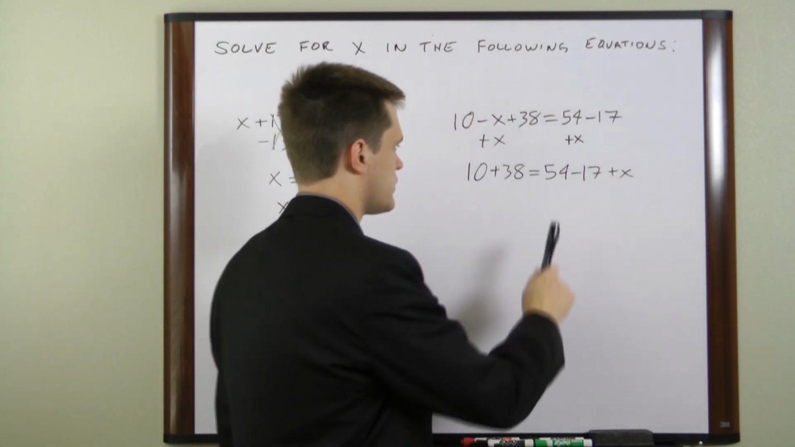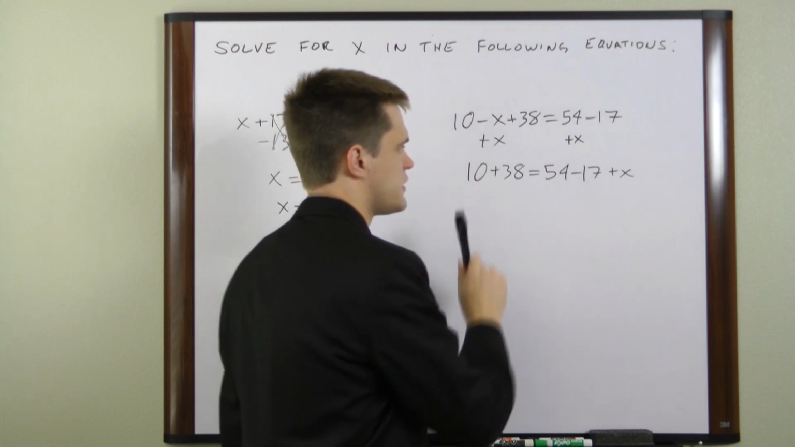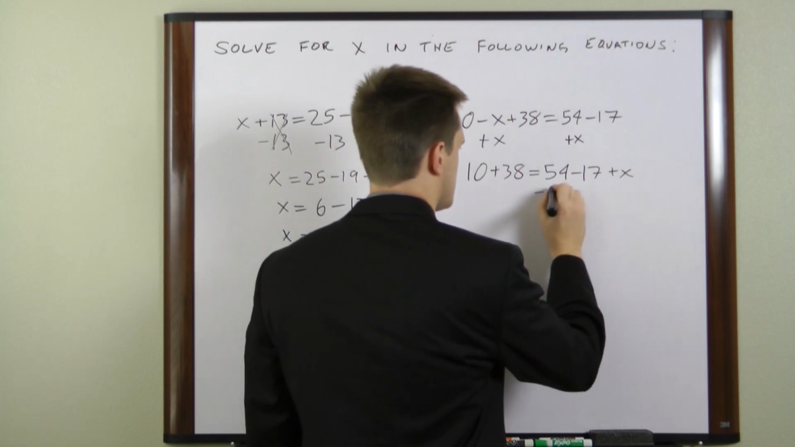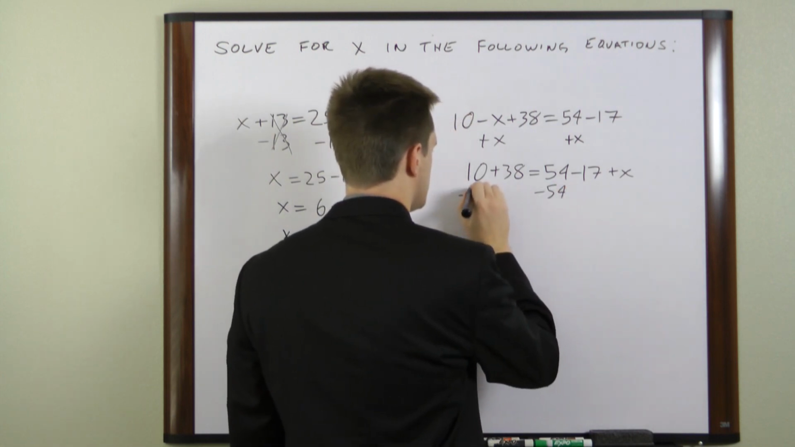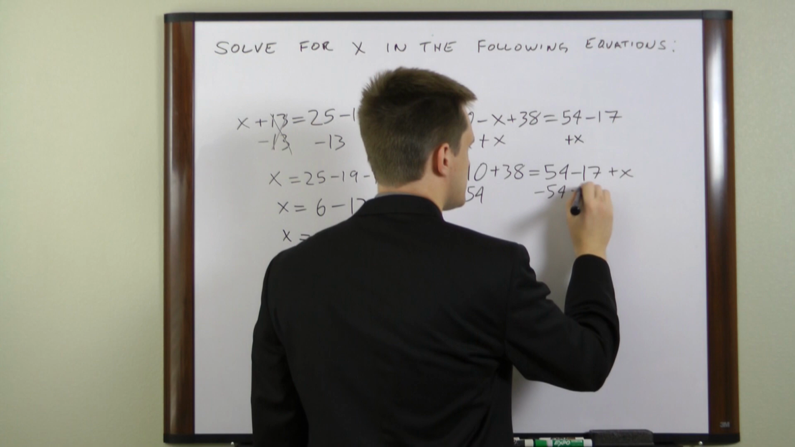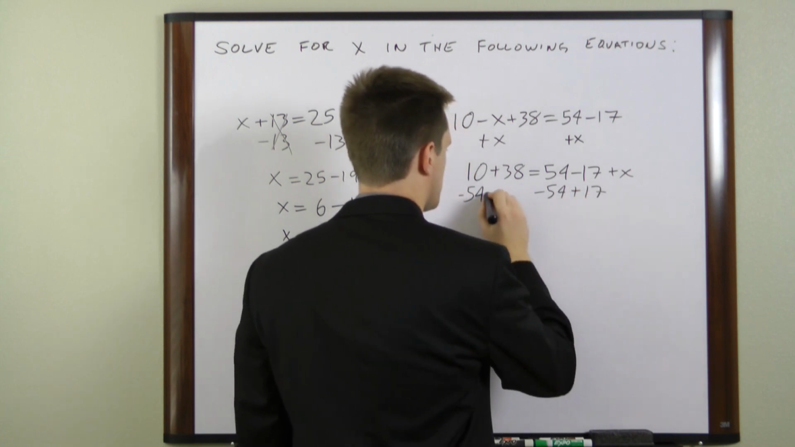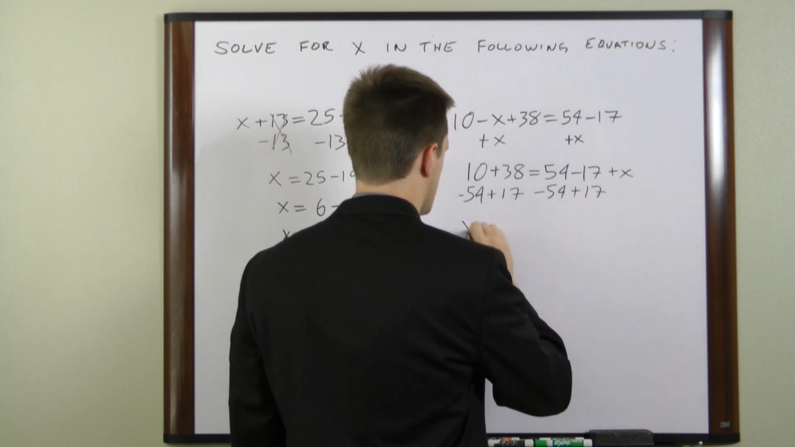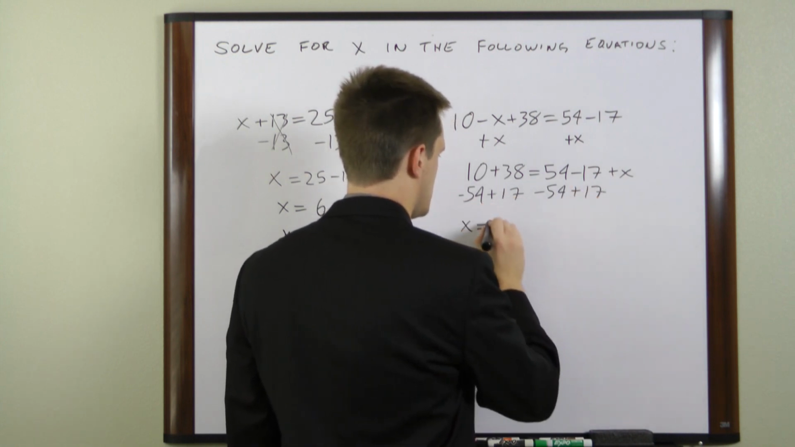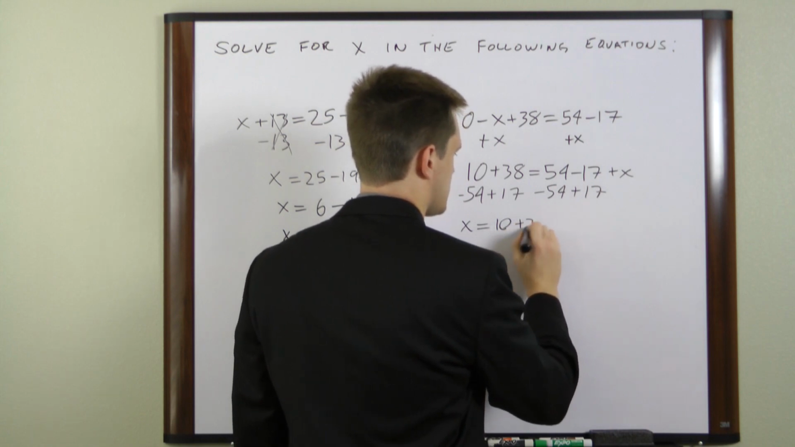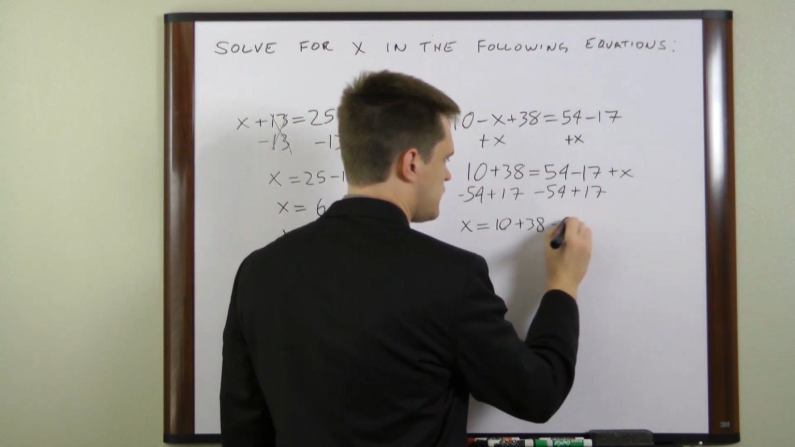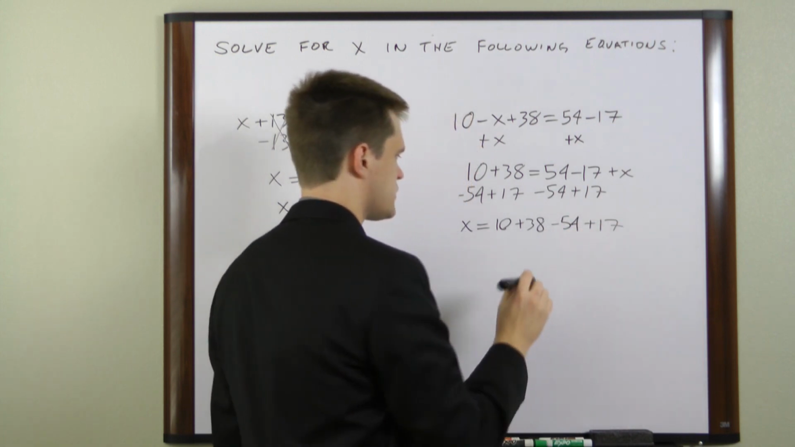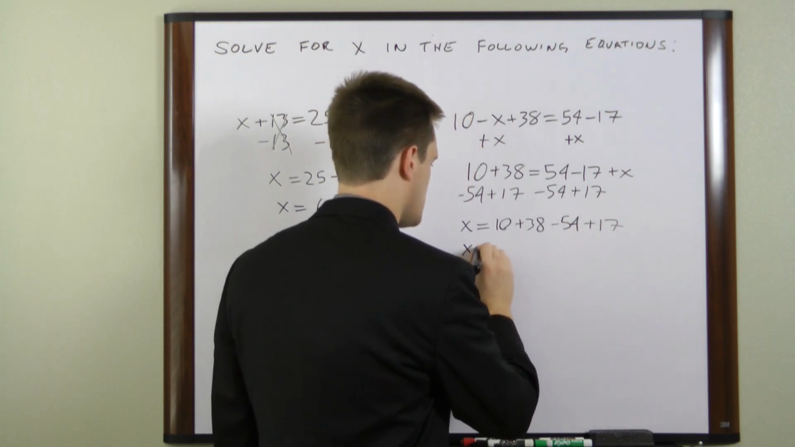Okay, the next step is going to be to move these numbers over to this side so that x is over there by itself. So we need to subtract 54 from both sides and add 17. So what we have now is x equals 10 plus 38 minus 54 plus 17. And so once again, we'll just do these one at a time.